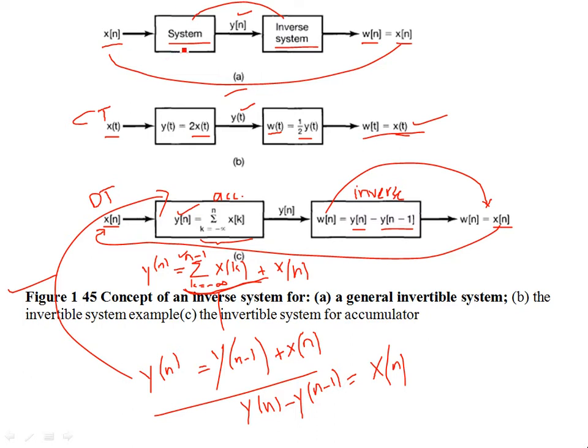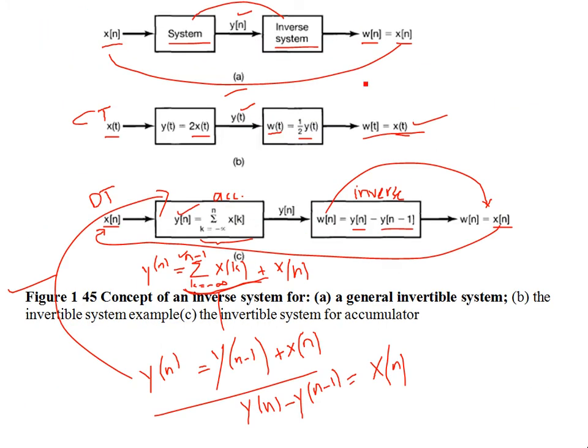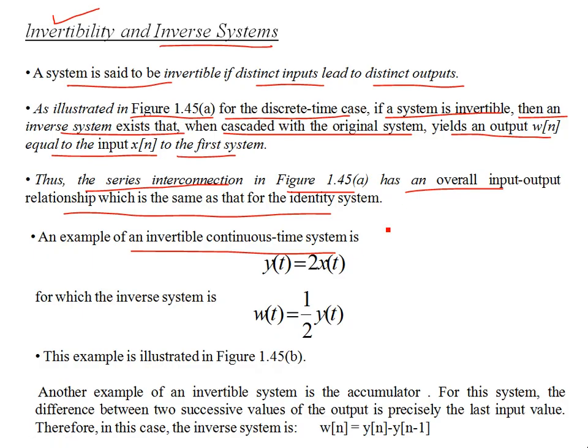Thus you see the series interconnection in Figure 145a and an overall input-output relationship, which is the same as that for an identity system. An example of an invertible system that we have seen in part B was: you scale the input by two, and then w(t) scales it back, you normalize the amplitude by multiplying it by one half, and then you are getting x(t). So that is what is being explained over here.